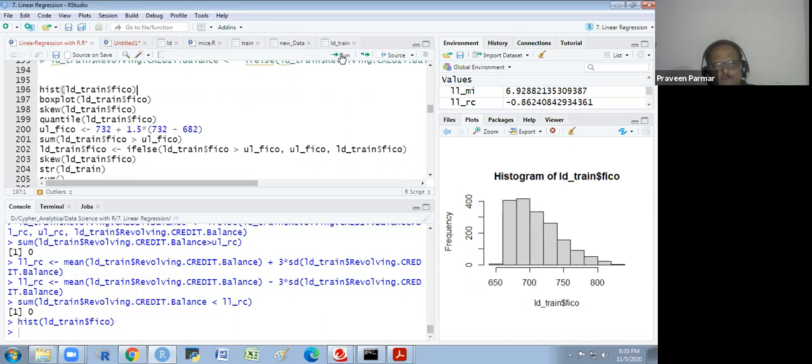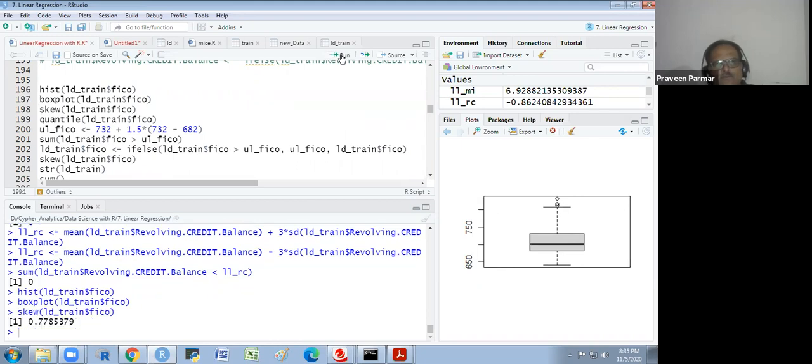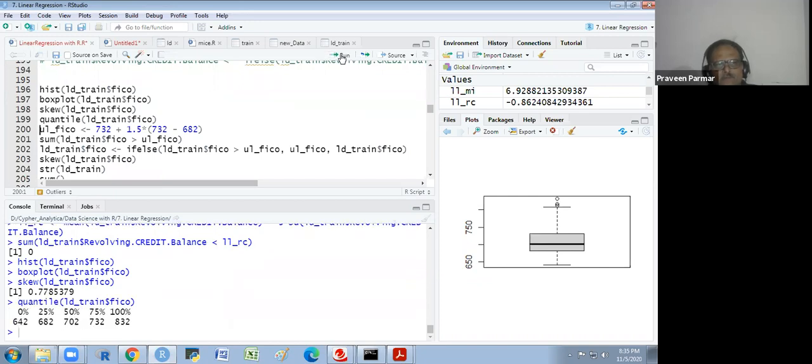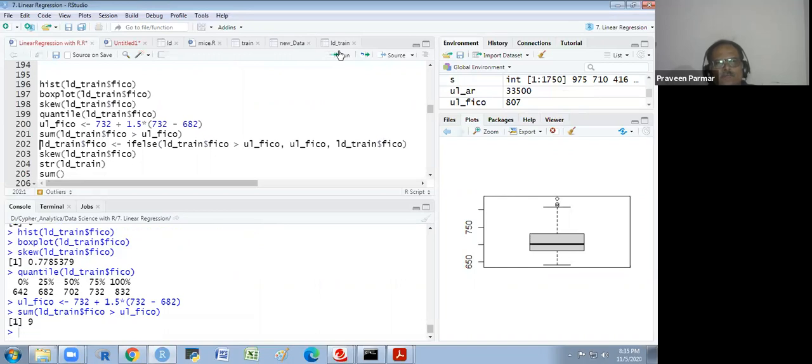Pre-processing is very lengthy. Positive skew, and we are taking it. I see 732 plus 1.5, 732 minus 682. No need to explain. I will do it and see how many there are. Nine are there, so I am controlling it.